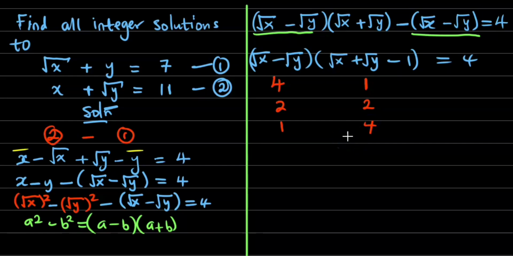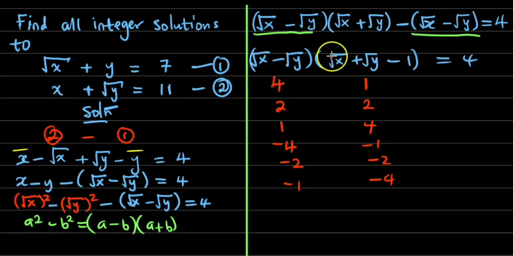But don't forget about the negatives. The product of two things gives us a positive 4. If we have negative, then both of them will be negative. So the two possible factors will be negative. For example, negative 4 and negative 1, negative 2 and negative 2, and lastly, negative 1 and negative 4. So this is how we're going to handle them, so you take note of this.